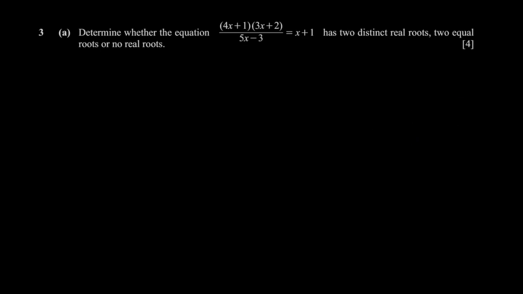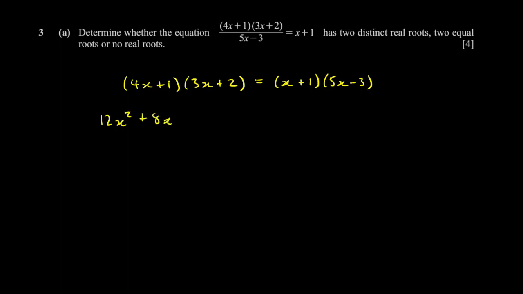So we've got to rearrange this basically. Right here, we're going to get 4x plus 1 times by 3x plus 2. And I'm going to multiply through by 5x minus 3 on both sides. We get x plus 1 times by 5x minus 3. So we expand the left-hand side bracket: 12x squared plus 8x plus 3x plus 2 is equal to 5x squared minus 3x plus 5x minus 3, okay?